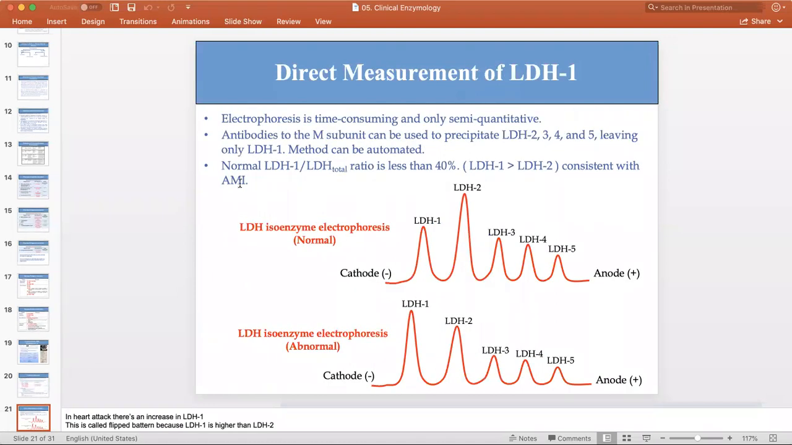What you have to know is here. If you do electrophoresis, these are the different LDH levels, LDH 1, 2, 3, 4, 5. Normally LDH2 is more than LDH1. But in states of myocardial infarction, the LDH1 will be more than the LDH2. And as soon as you see LDH1 more than LDH2, you know that something is abnormal, and this might indicate myocardial infarction. Normally the LDH1 to total LDH ratio is less than 40%. LDH1 more than LDH2 is consistent with acute myocardial infarction.